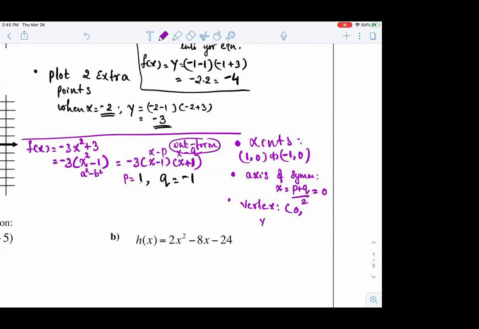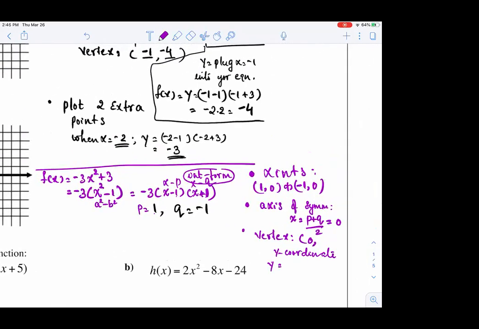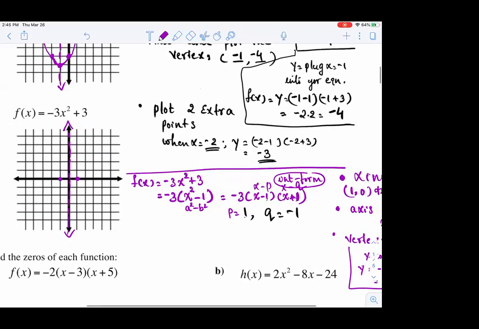How do you find the Y coordinate? You plug it in. You're going to substitute that into the equation. So the Y coordinate is equal to -3 times 0 squared plus 3, which is 3. So the vertex is 0, 3. Okay, let's plot the vertex. 0, 3 is the vertex. 1, 2, 3. Here we go, the vertex.